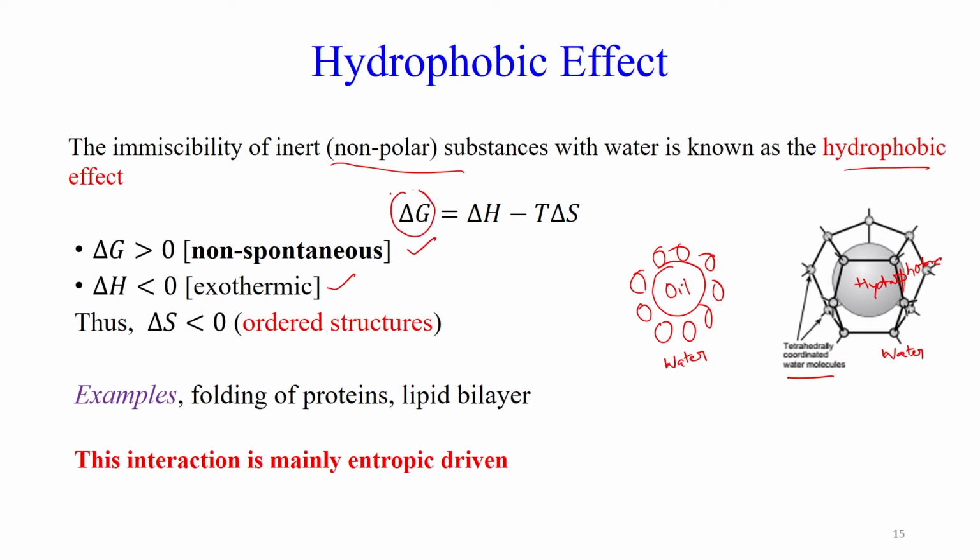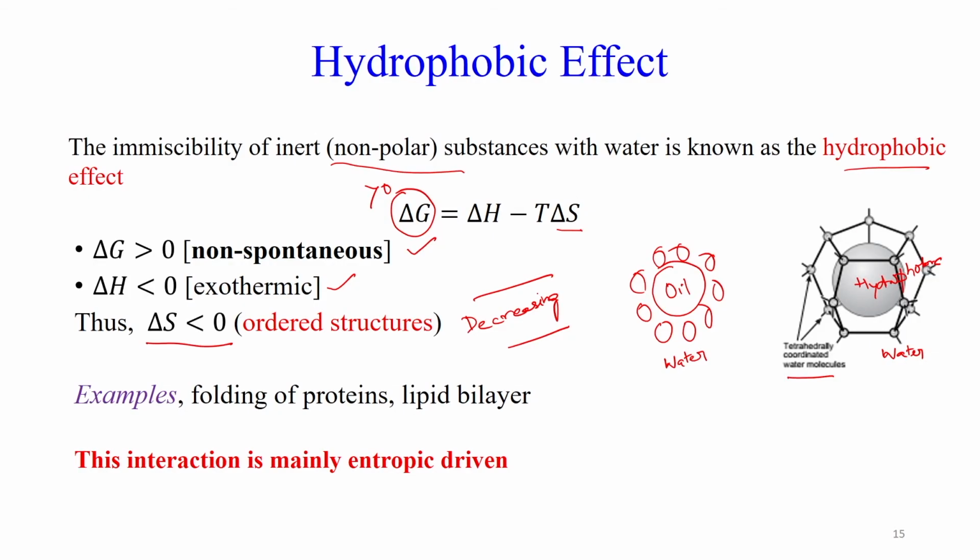So, if you want to make delta G greater than 0, it means that delta S must be negative, a decrease of delta S, which means the formation of more ordered structure, which is represented here. So, water molecules are very well ordered or organized, you can see in this picture as well. So, hydrophobic interaction is basically governed by the decrease in entropy, or you can say the increase in more ordered structures. So, these are quick examples.